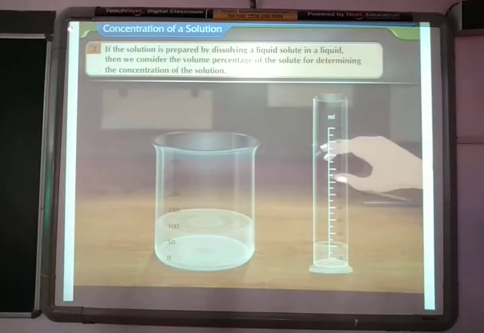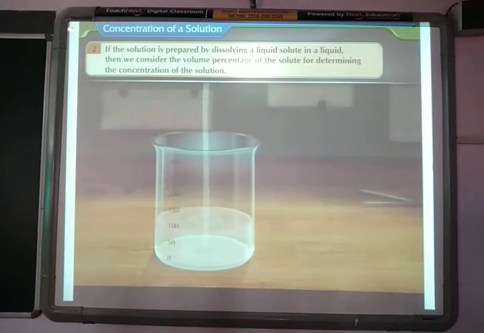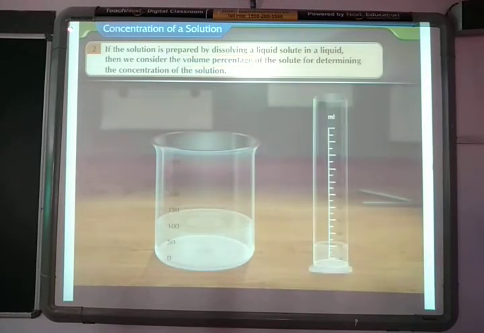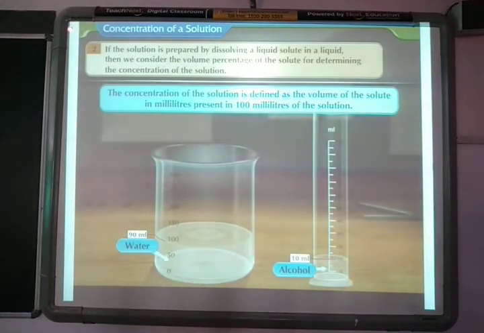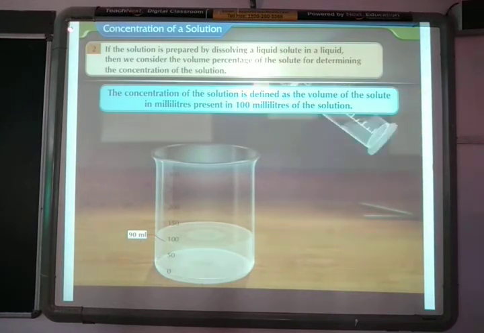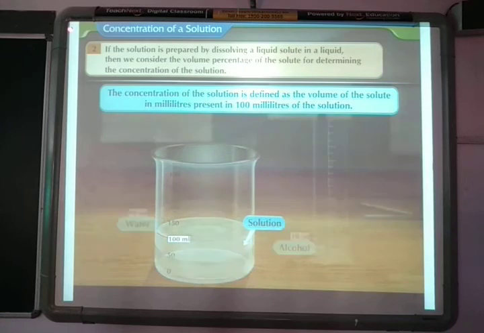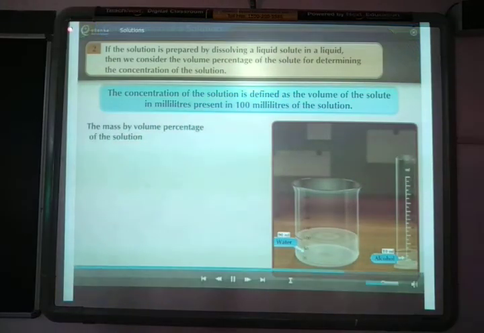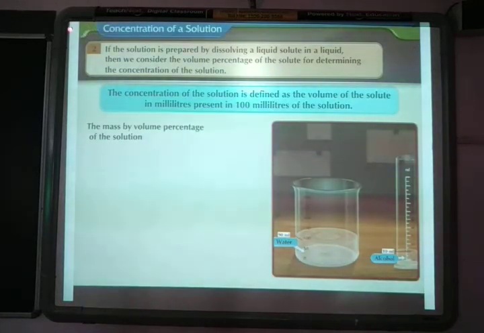If the solution is prepared by dissolving a liquid solute in a liquid, then we consider the volume percentage of the solute for determining the concentration of the solution. Here, the concentration of the solution is defined as the volume of the solute in milliliters present in 100 milliliters of the solution. Then the volume percentage of the solution can be calculated using the formula: concentration of solution equals volume of solute divided by volume of solution multiplied by 100.